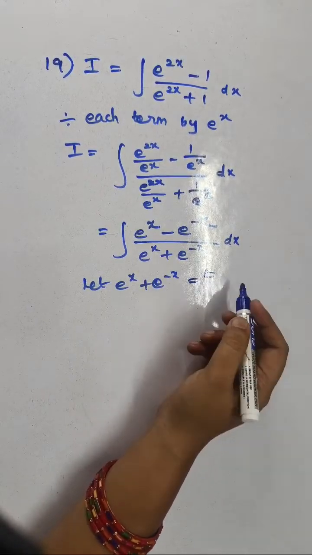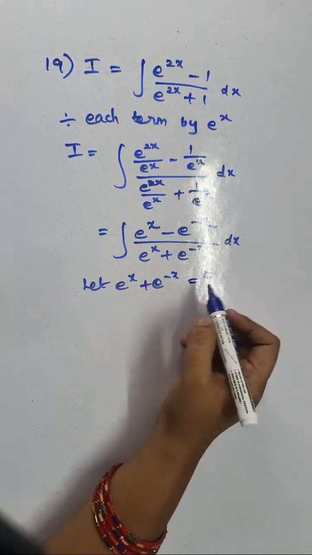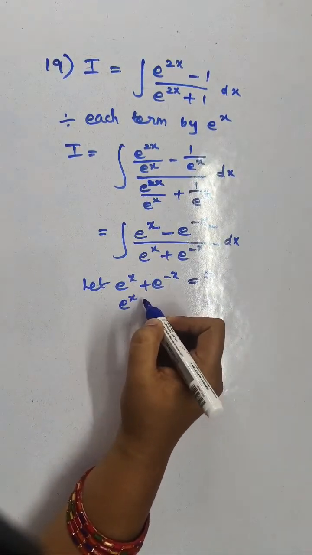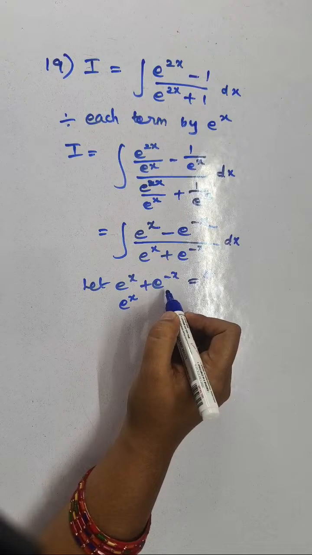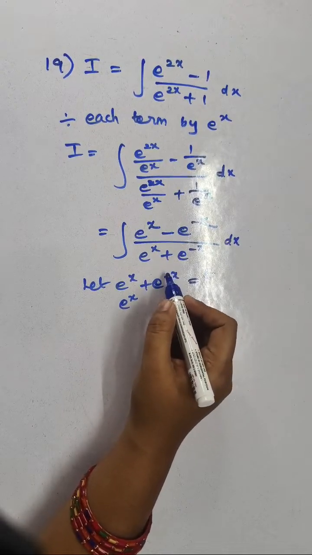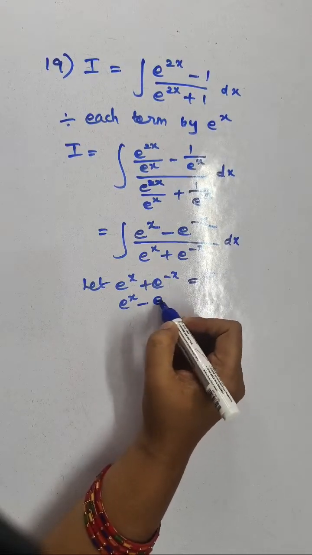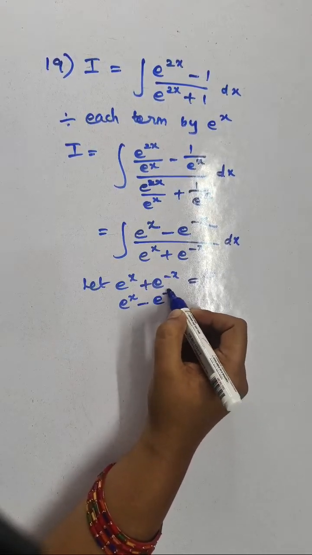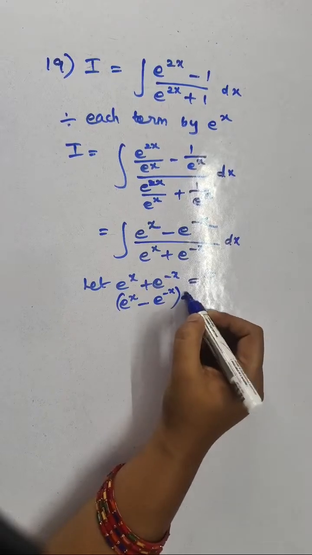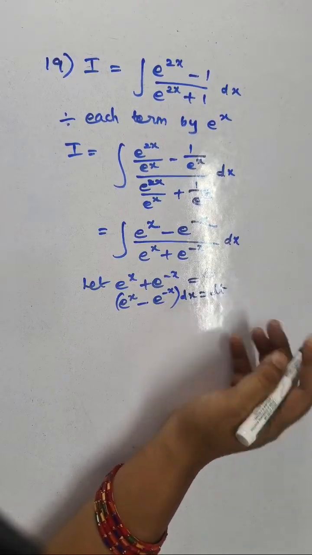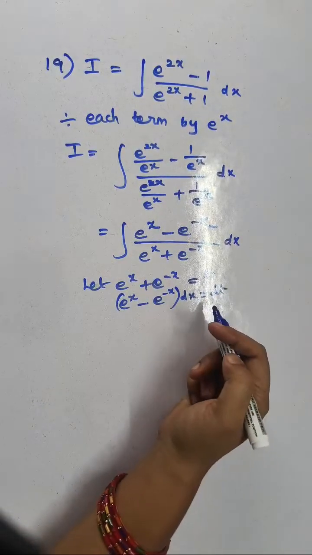Now differentiate both sides with respect to x. So we'll get e power x as it is. Here also we'll get e power minus x. Since we have minus in the power, that will be written as a product. So that will become e power x minus e power minus x into dx. I am just taking the denominator dx directly to the left side.